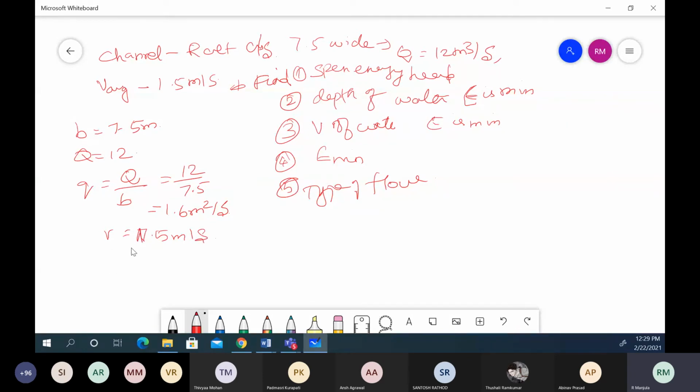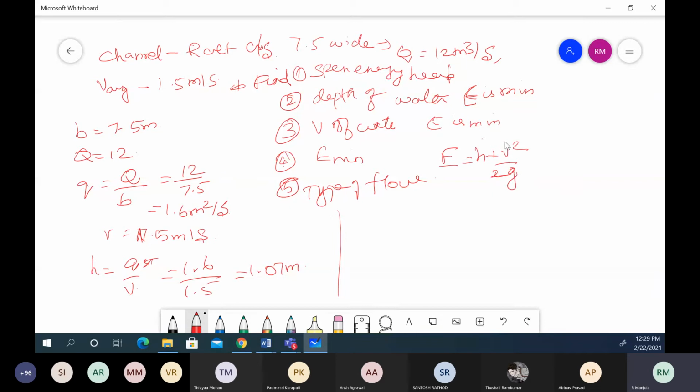Now how will you calculate the depth of flowing water? It is small q by v. Small q is 1.6, divided by v, you will be able to get the depth of flow, something around 1.07 meter. Now what is asked is the specific energy head of flowing water. So what should I do? Specific energy head E is equal to h plus v square by 2g.